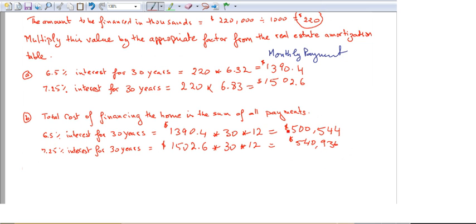But the difference between the value of the home's purchase and the total cost after 30 years is very high, almost $300,000. I hope this was helpful.